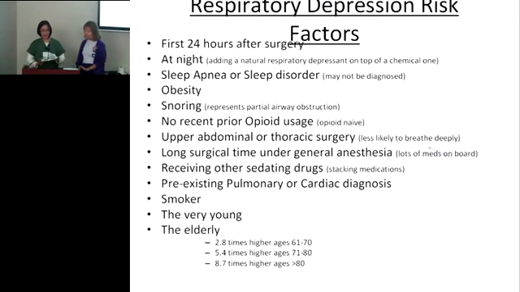There are many risk factors for respiratory depression. If you look at this list, I'm going to give you a moment to look at it. There are several factors: if the patient has just had surgery, if they're very young or very old. Many patients are at risk for respiratory depression; that's another way of looking at it. So monitoring a patient becomes critical to keeping them safe. That's the bottom line.